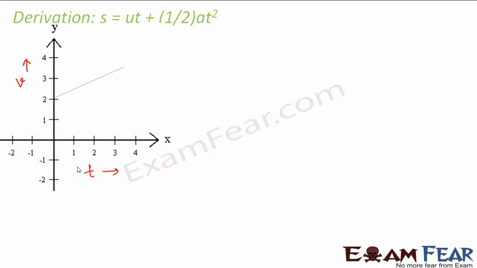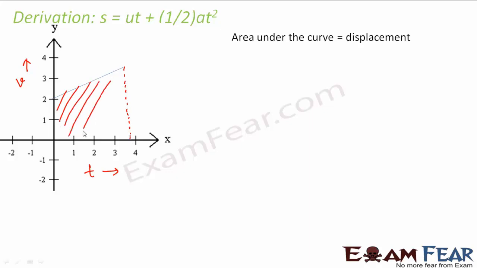So we have taken a generalized velocity time graph. Suppose we have a velocity time graph which is represented this way. Now we have to find out the displacement of this object. We know that the area under the curve is equal to displacement. So what is the area under this curve? So if you join this line, this would be the area under this curve.